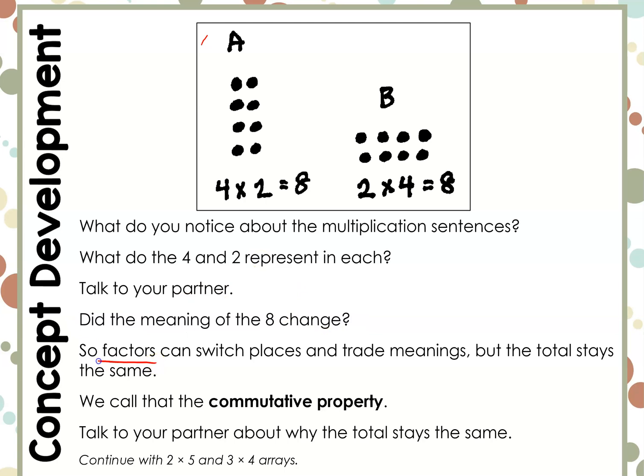So the factors, and remember from our last couple of lessons, the factors are the two numbers that you multiply together. So in these problems, 4 and 2 were our factors. So the factors can switch places and trade meanings, but the total stays the same. And that is something we call the commutative property. Everyone go ahead and say that back to me. The commutative property. That's what we're talking about in our lesson today.